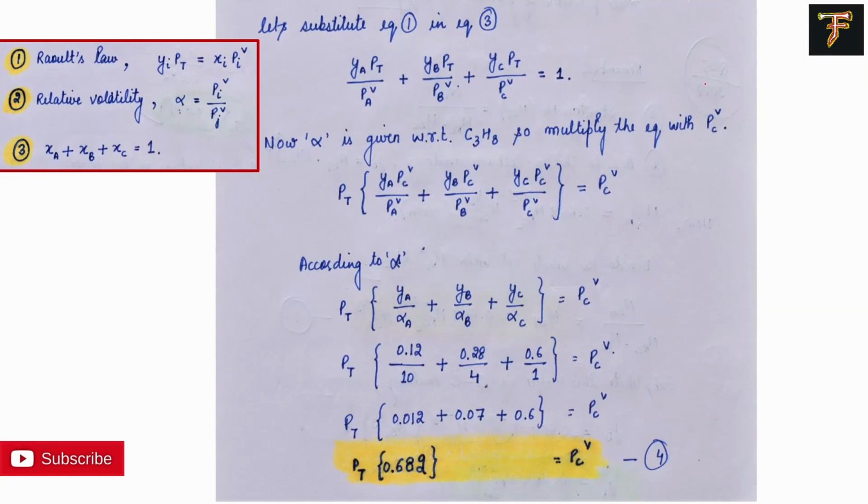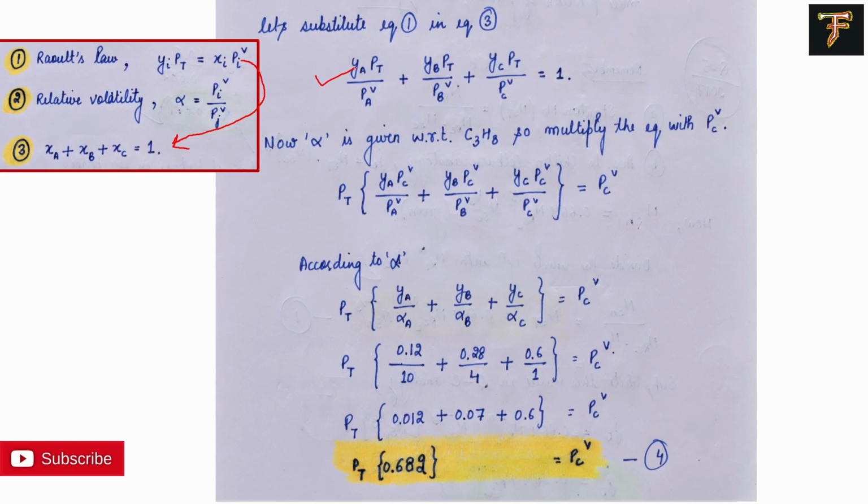Moving forward, these are the 3 equations given to us. We will do one thing: we will use this Raoult's law and substitute this value in the third equation. After you put it, you will reach this equation.